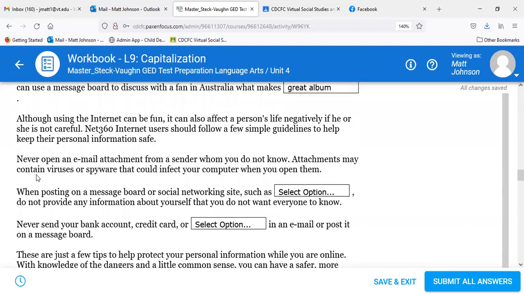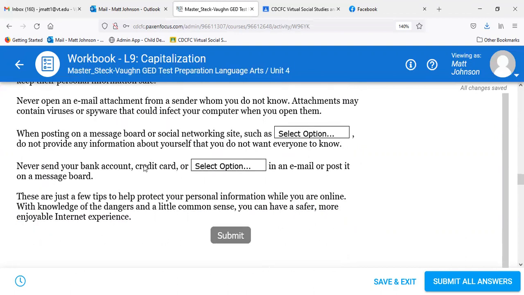Although using the internet can be fun, it can also affect a person's life negatively if he or she is not careful. Internet users should follow a few simple guidelines to help keep their personal information safe. Never open an email attachment from a sender whom you do not know. Attachments may contain viruses or spyware that can infect your computer when you open them.